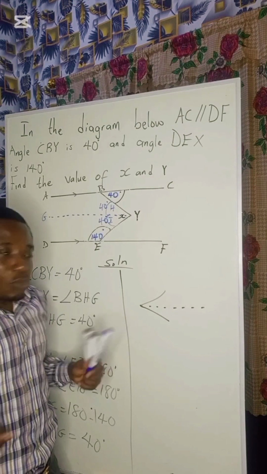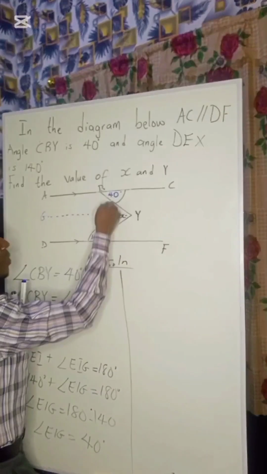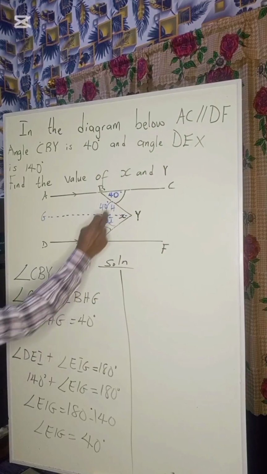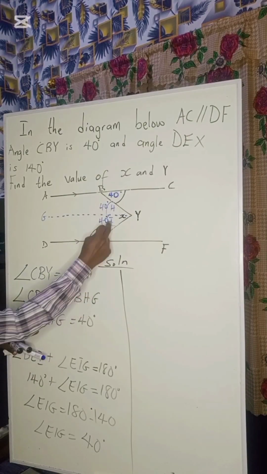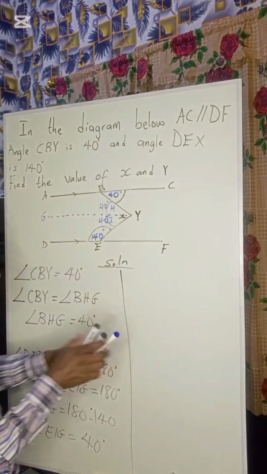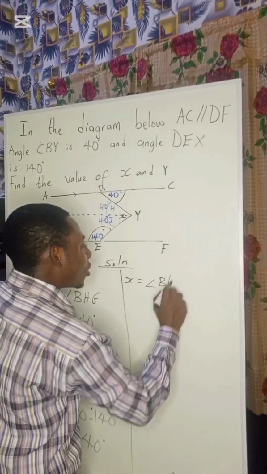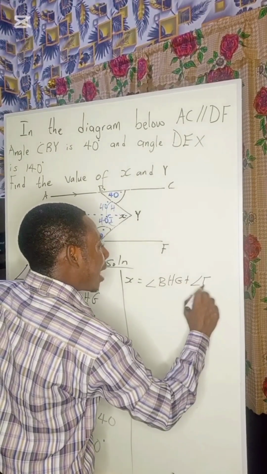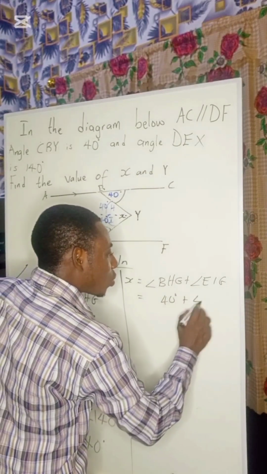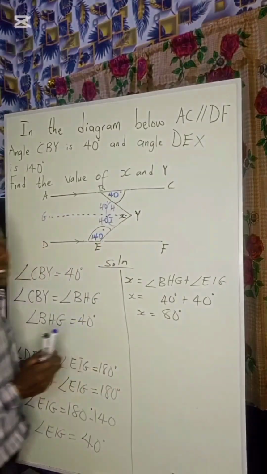I believe it's clear. Now, x is the entire of this side. To get the x, we have to add this to this. This angle was called BHG, and this angle was called EIG. So we are adding BHG to EIG. To find our x, x equals angle BHG plus angle EIG. Angle BHG was 40 degrees, and EIG was also 40 degrees. So our x is equal to 80 degrees.